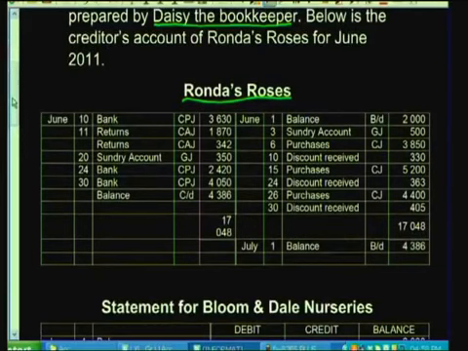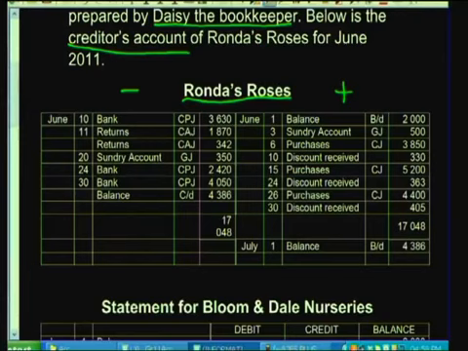This document that we have in front of us is the creditors account of Rhonda's Roses for June 2011. So what we have here is a whole lot of entries on the credit side and a whole lot of entries on the debit side, and I'm just going to put in the pluses and the minuses because I know that that always helps me when answering a general ledger type of question to know on which side an account goes up and on which side the account goes down.